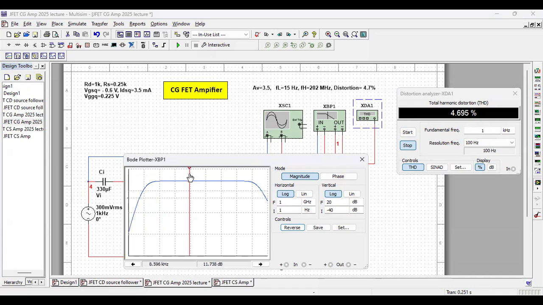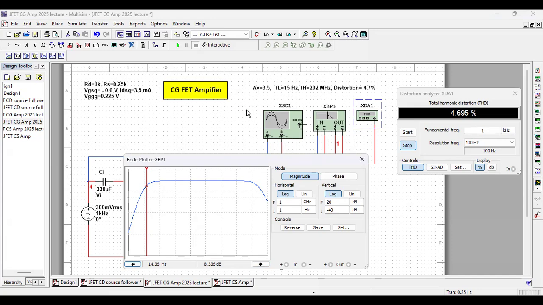And let's see what is the lower cutoff frequency. Here the gain shows 11.738 dB and the minus 3 dB point will be 8.738 dB. So here 8.624, here 8.894. It will be somewhere in between them. So it is something around 15 hertz, the lower cutoff frequency.